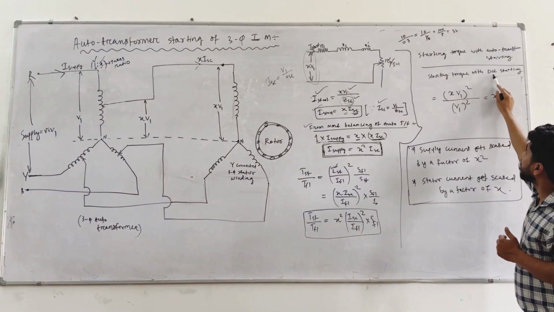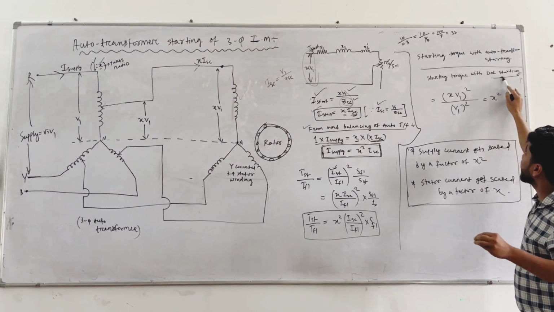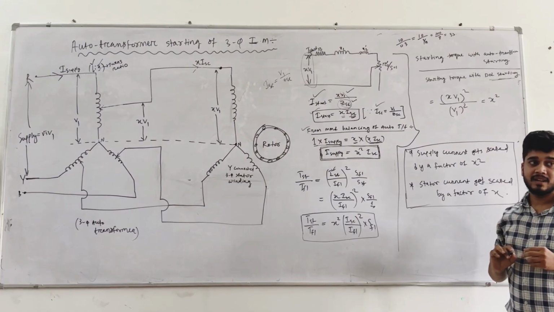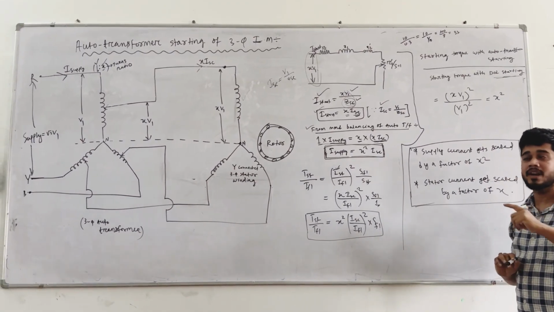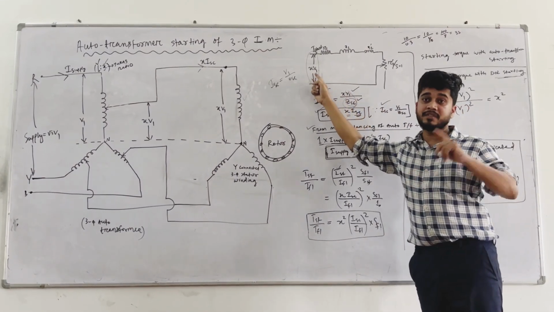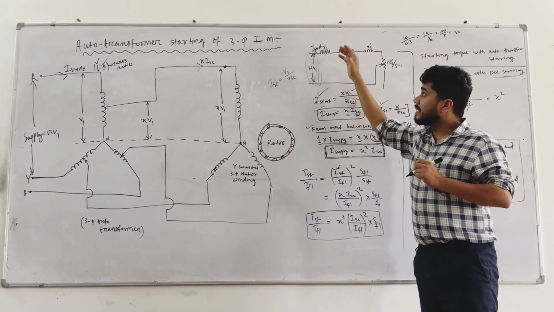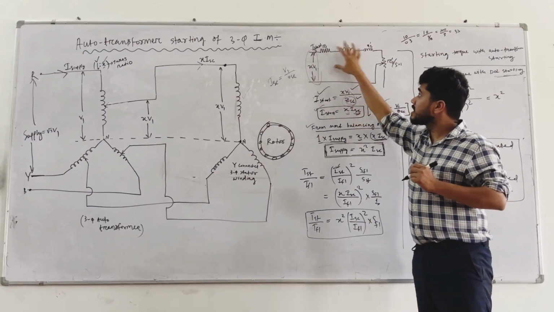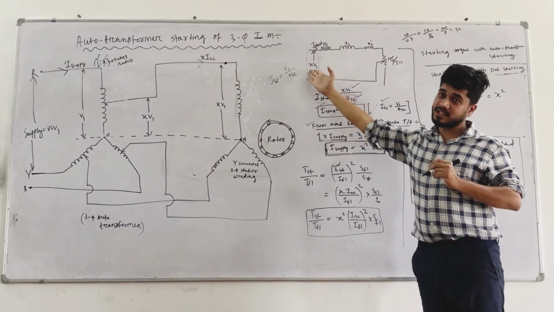And what is the starting? What is the voltage you are giving in the case of direct online starting? That is V1 voltage. In DOL starting, directly V1 voltage is applied to the circuit or not? Here I have written V1. In the previous lecture's video, you can see that in DOL starting the applied voltage in this circuit is V1, but here the applied voltage is XV1.